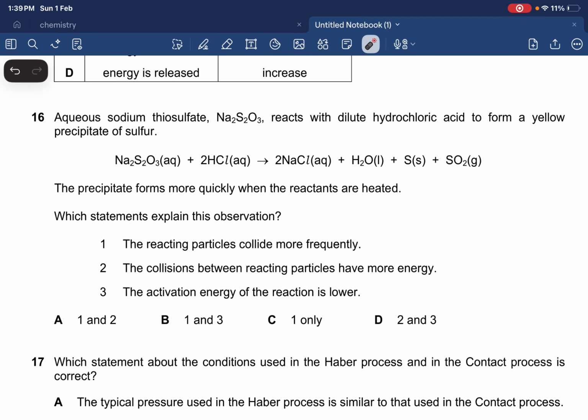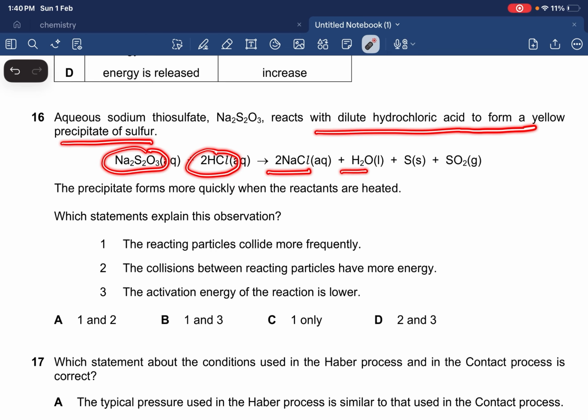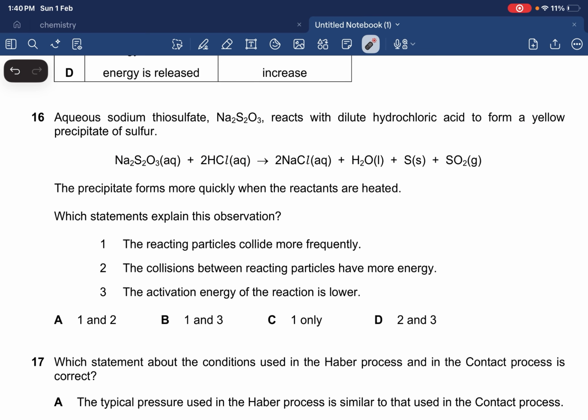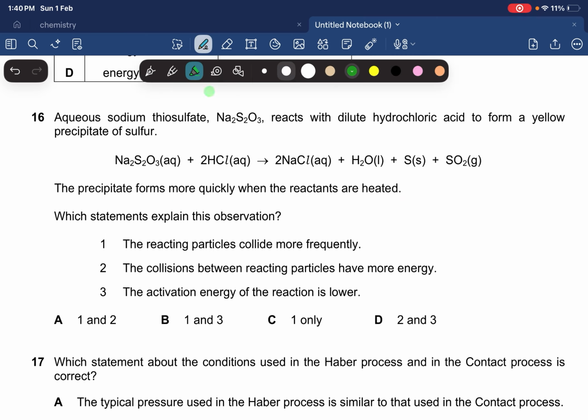Okay, aqueous sodium thiosulfate, Na2S2O3, reacts with dilute hydrochloric acid to form a yellow precipitate of sulfur. This is thiosulfate reacting with HCl. It's forming NaCl, H2O, sulfur, and SO2. The precipitate forms more quickly when the reactants are heated. Which statement explains this observation? They're saying that we're performing a reaction and the reaction is quicker when the reactants are heated.